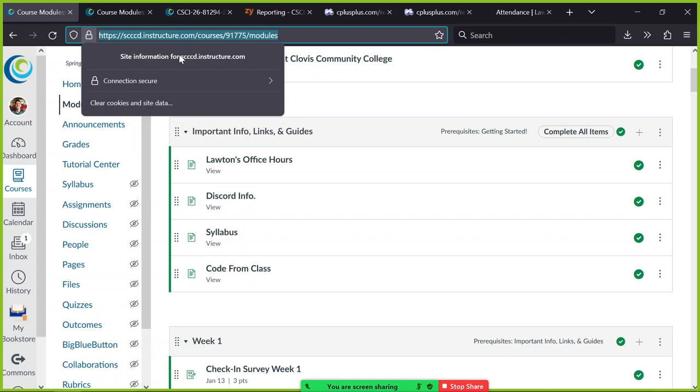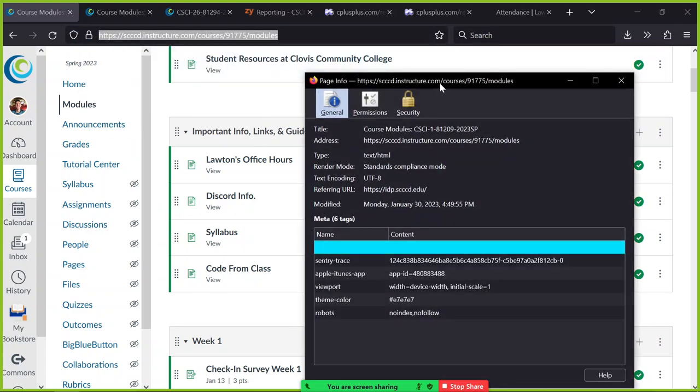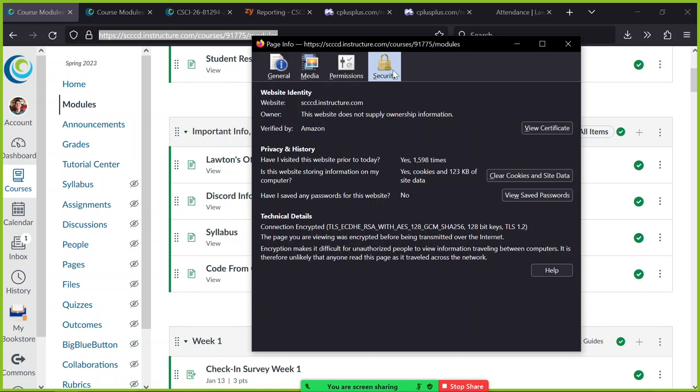It just means that your connection is secure, and you can click on that and see more information about why the connection is secure. You can go over here and it's like, all right, this is the website. It is encrypted with TLS, blah, blah, blah, RSA, AES, 128-bit keys. You know what that means now.